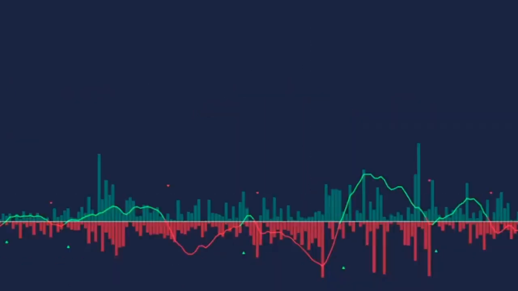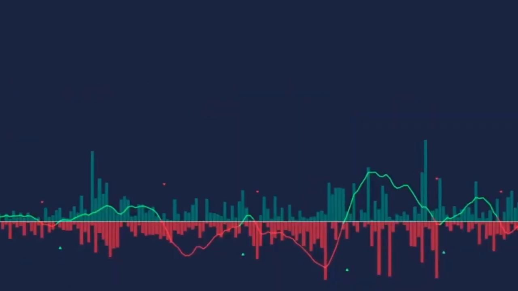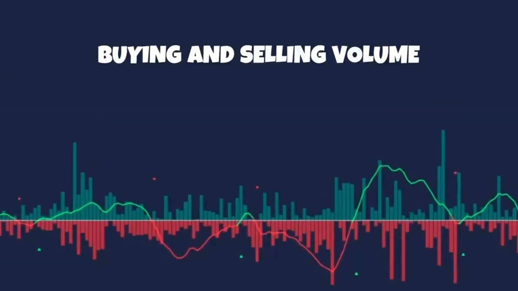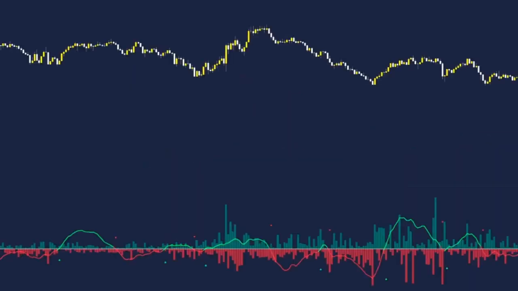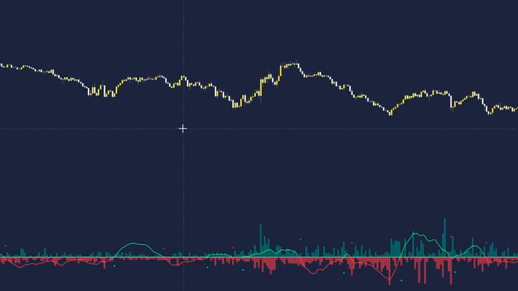This indicator is very easy to read. The green and red bars simply represent buying and selling volume per candle, and we can use the red and green arrows for signal entry. Simple as possible. Next, let's add the buy-sell indicator.